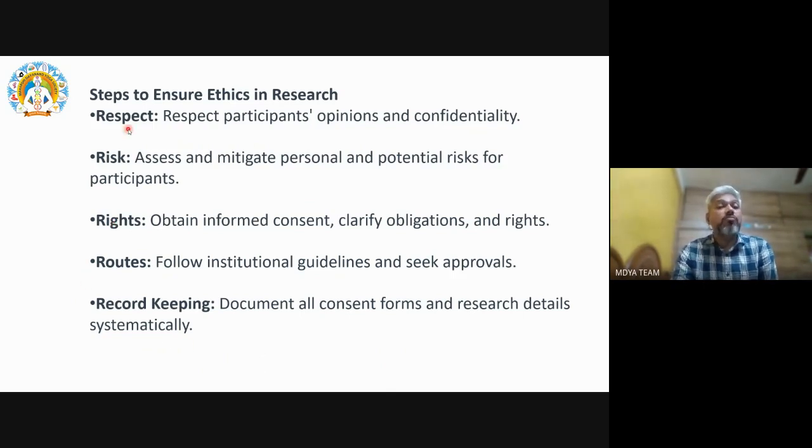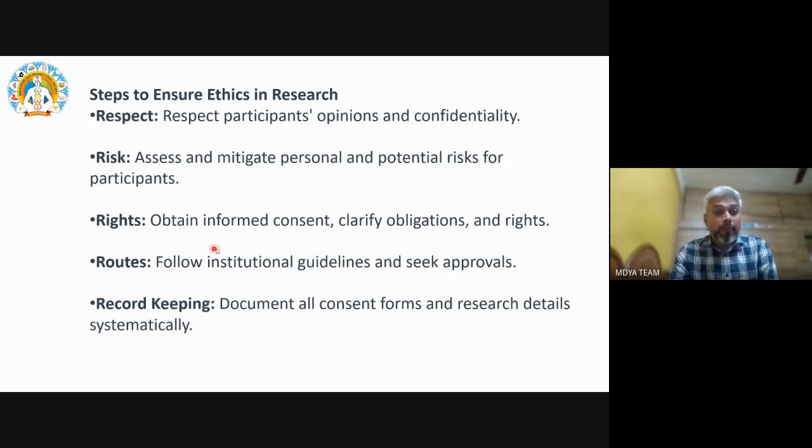So the first thing is respect, very important. Respect participants' opinions and confidentiality, this is very important. Another thing is risk: assess and mitigate personal and potential risk for participants, right? It should be risk free, or if there is any risk, there should be some assessment and mitigation.